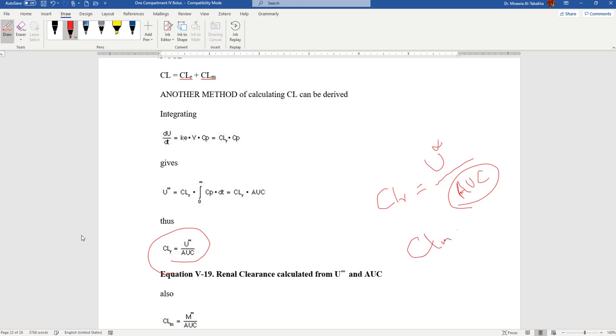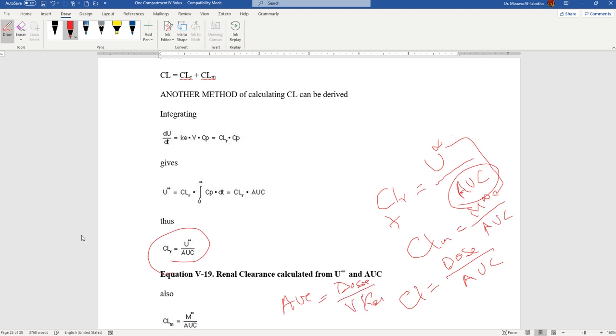And clearance by metabolism can be calculated by the amount of the drug that is going to be metabolized divided by AUC also. If you add them together, what do we get? We get total clearance equal to U infinity plus M infinity, meaning the dose, divided by AUC. If you remember, how did we write AUC? AUC is equal to dose divided by V times KEL. If you remember it. Now this is clearance.